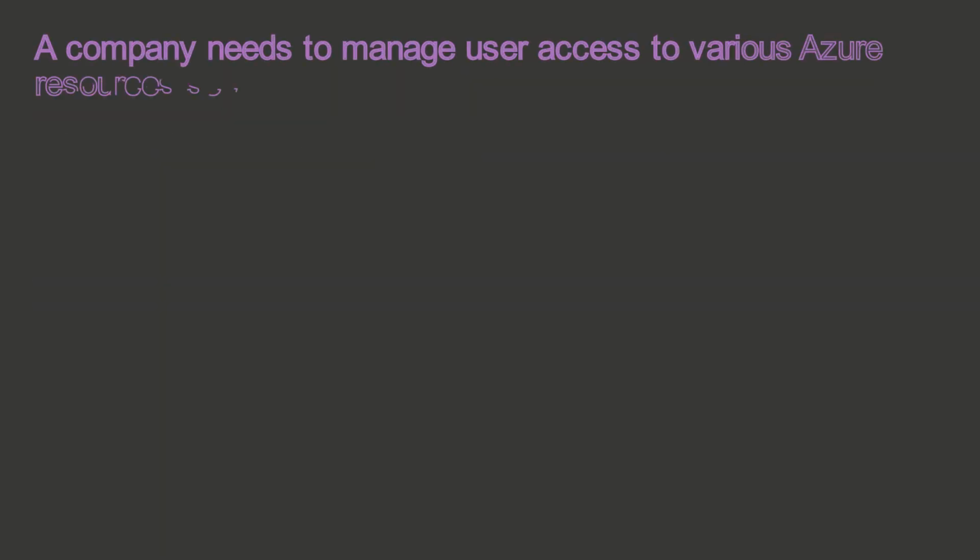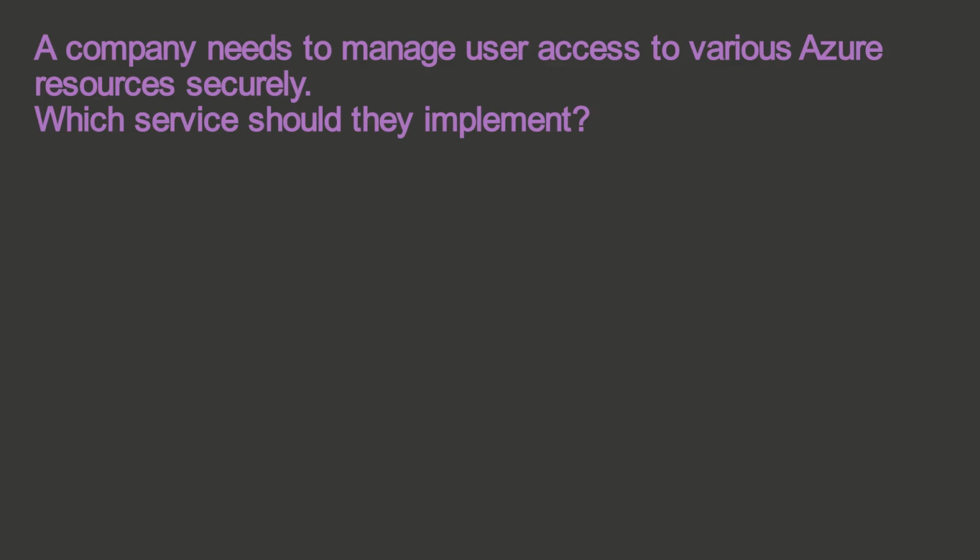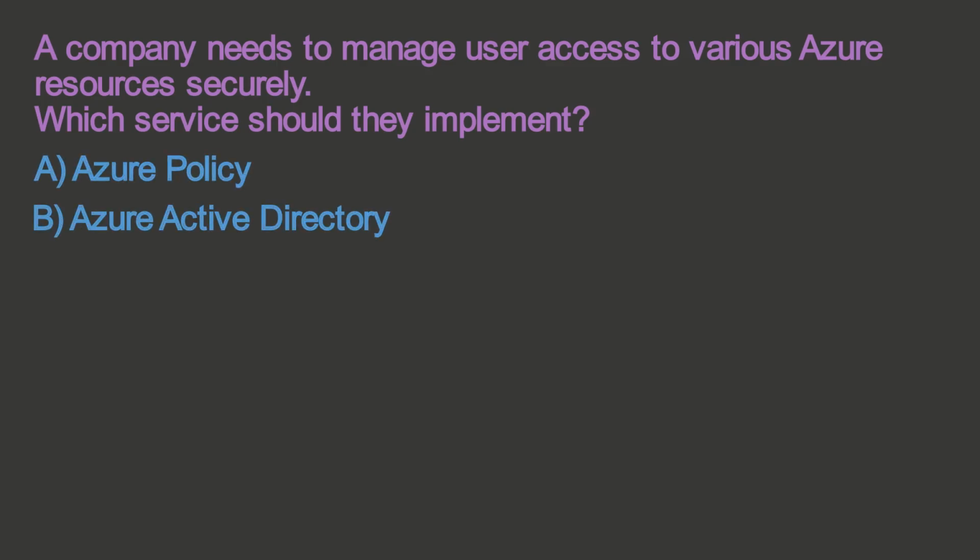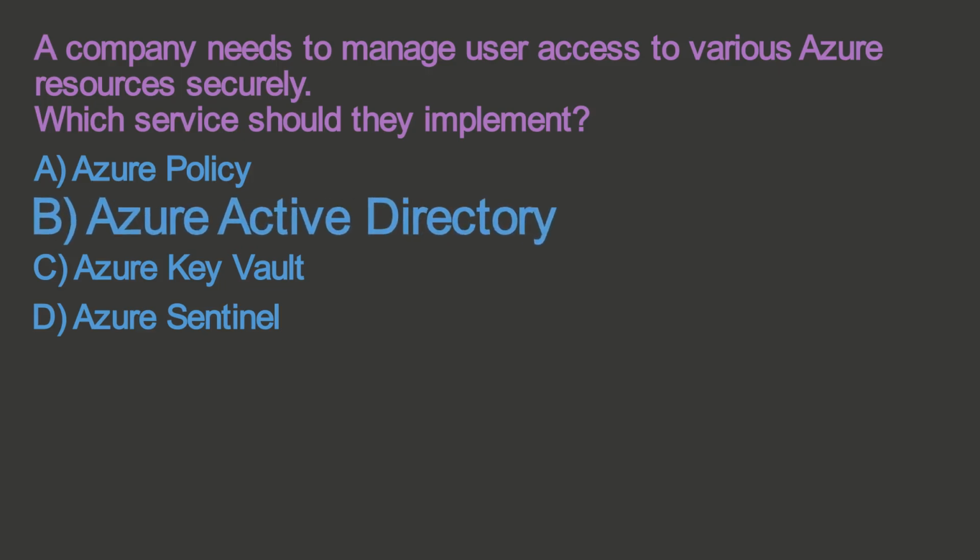A company needs to manage user access to various Azure resources securely. Which service should they implement? A. Azure Policy. B. Azure Active Directory. C. Azure Key Vault. D. Azure Sentinel. The correct answer is B.